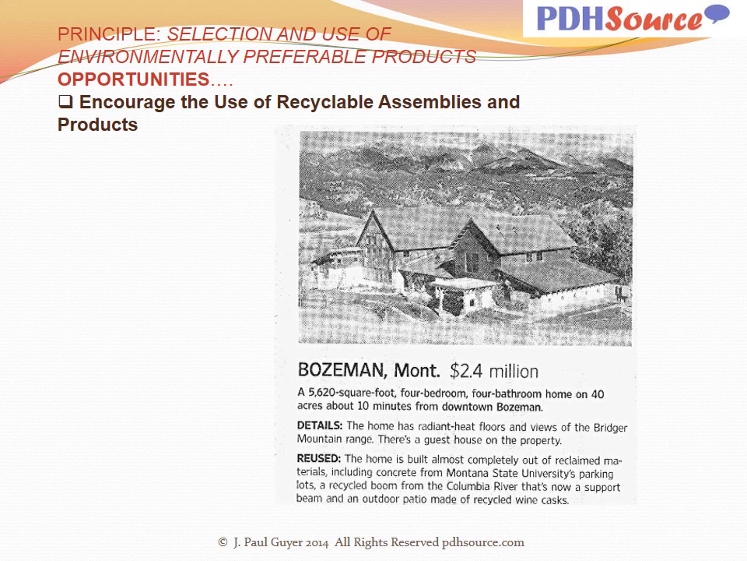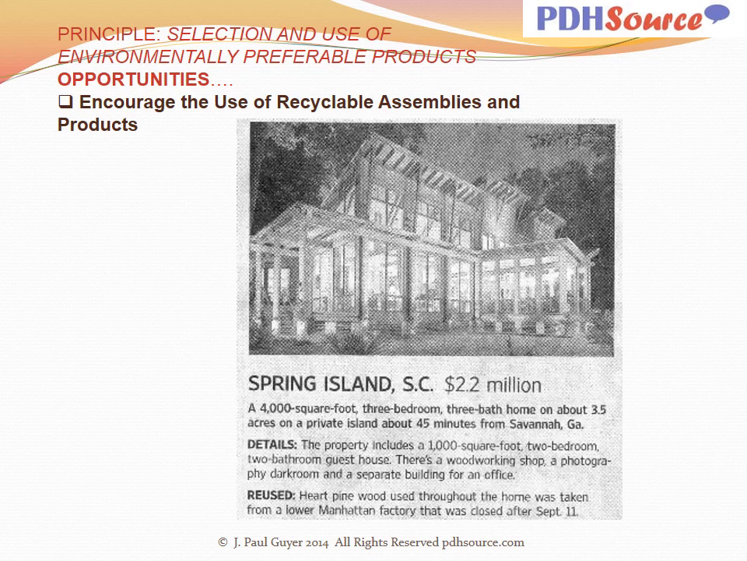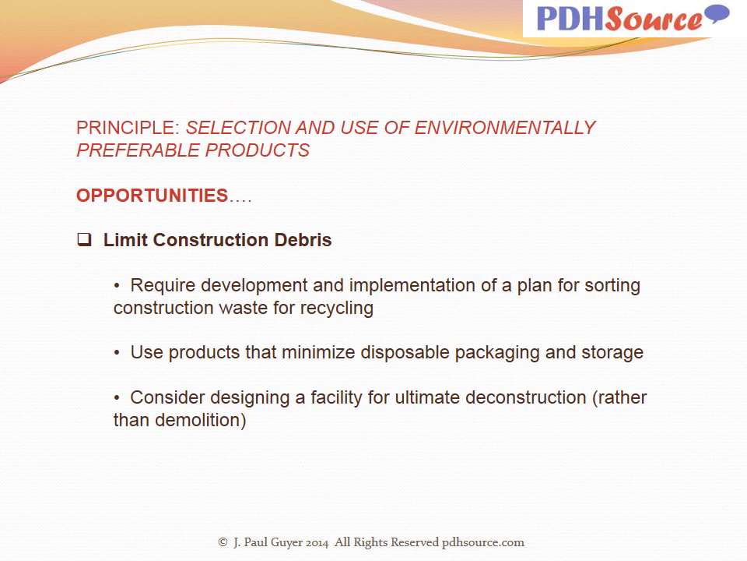So this is a $2.4 million home in Bozeman, Montana. This is an apartment in Long Island City, New York, that has recycled content. Spring Island, South Carolina, 2.2 million, has significant recycled content. So it can be done.